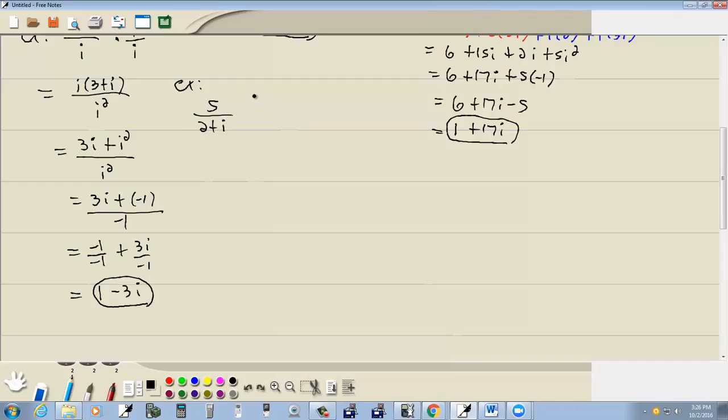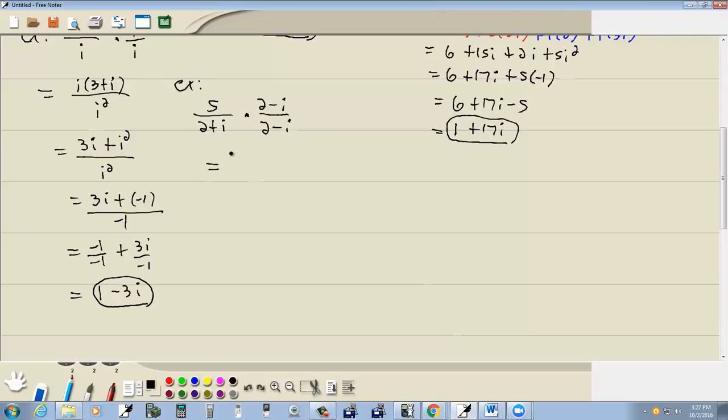Again, the problem is we can't have i in the denominator. So when you have a real part and imaginary part, what you do is you multiply top and bottom by the conjugate of the bottom. Now conjugate means the first part's the same, last part's the same, but the sign in the middle is different. So 2, 2i, and then a positive here and a negative here. And whatever you multiply by the denominator, you have to multiply by the numerator.